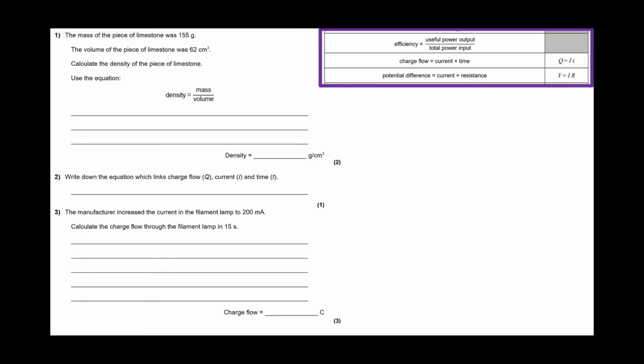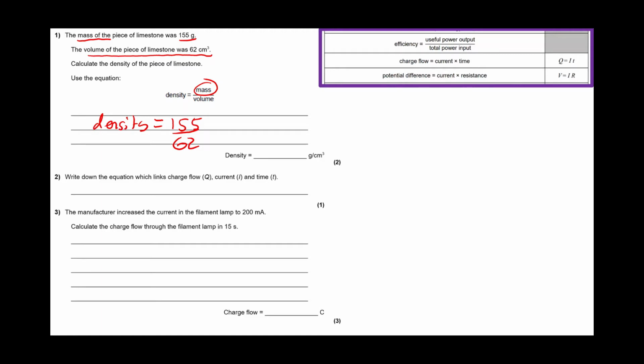First one here, we're going to start out, okay? So this is one of the questions where the equation is physically given to you in the question. This happens early on in a foundation paper. The equation is there, given to you. All you need to do is take the numbers from the question. So we've got the mass, which is 155. So we're going to say density equals 155 grams. That's your mass. And the volume of the piece of limestone is 62 centimeters cubed, divided by 62.